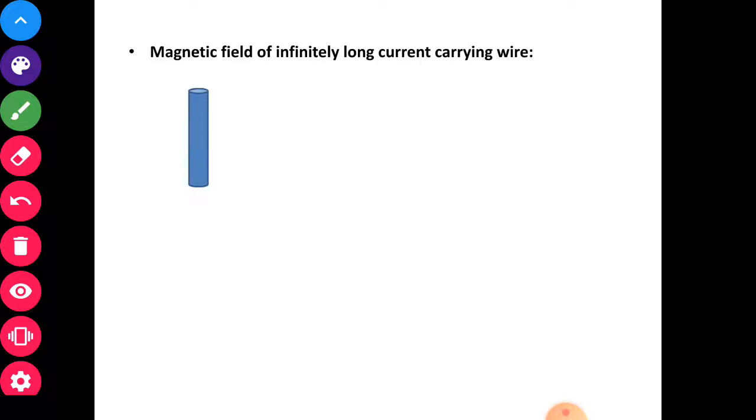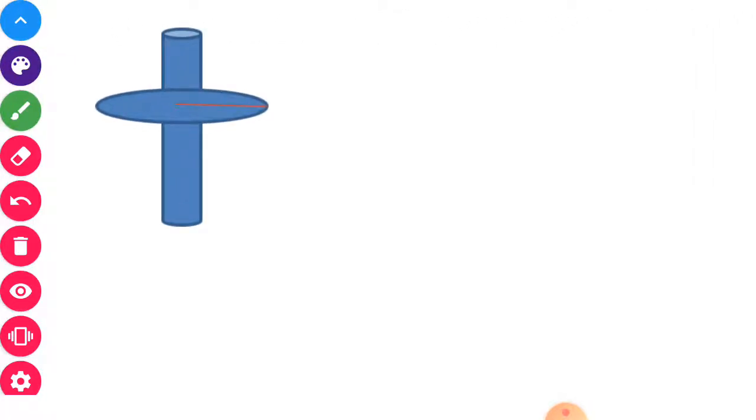See, there was no loop earlier. This is a current carrying conductor. Current is flowing, say for example, in this direction. Then I consider a loop. This is the loop, and the loop is passing through the point P where I want to find out the magnetic field, and this is a circular loop. Now the wire is having the radius R, and this red colored part is the radius of the loop.